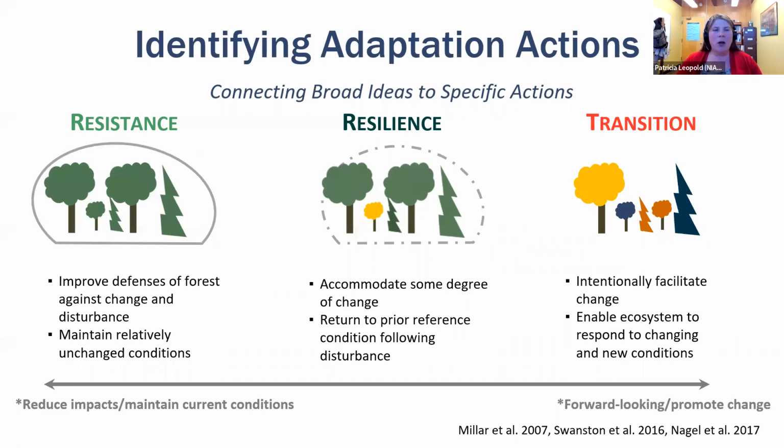So resistance is all about improving the defenses of the forest against change and disturbance, really preventing climate change from having an impact as much as possible, and maintaining relatively unchanged conditions in your system. So we just don't want any sign of disturbance, and we want to prevent that for as long as possible.